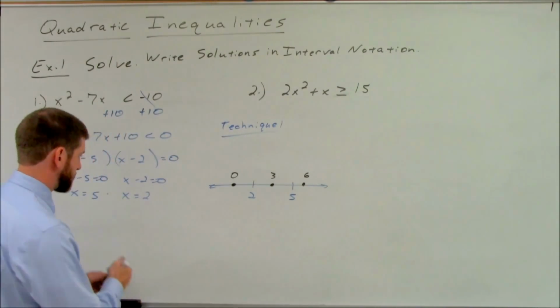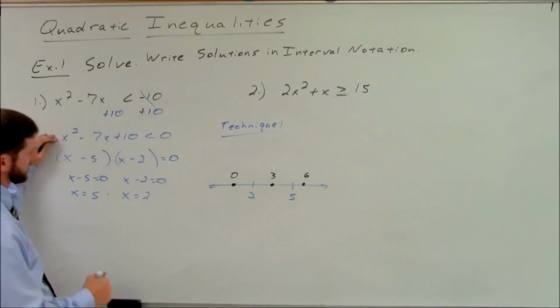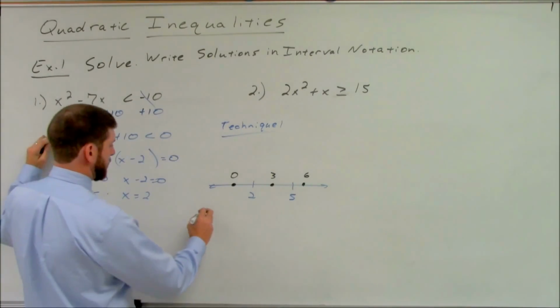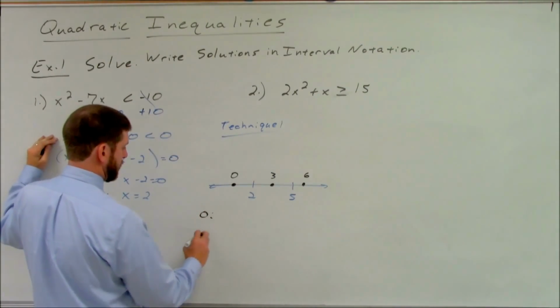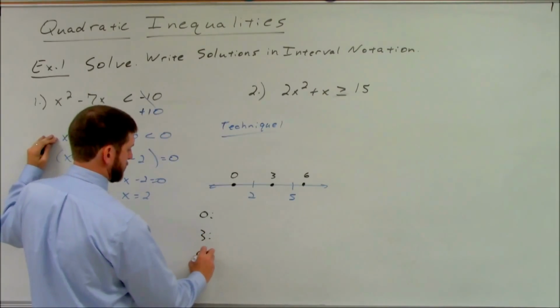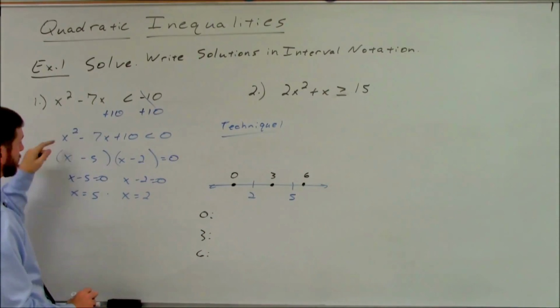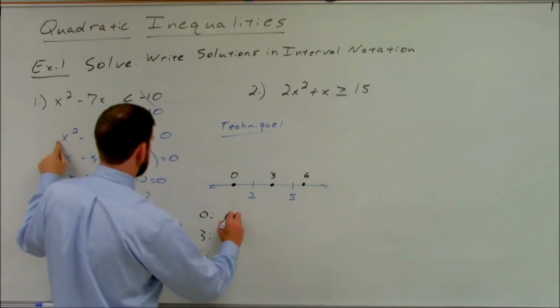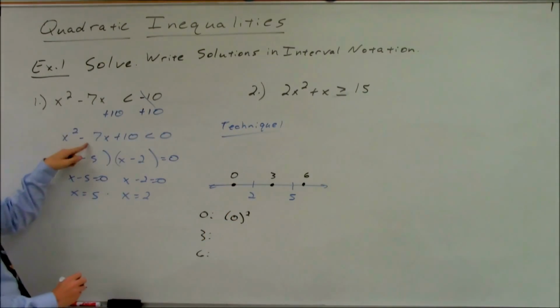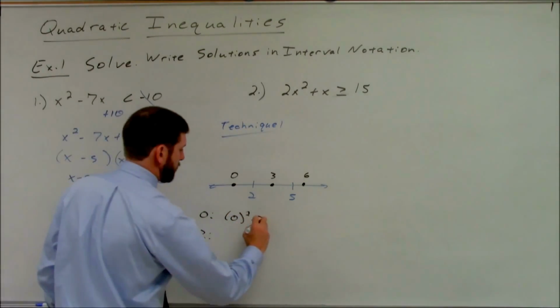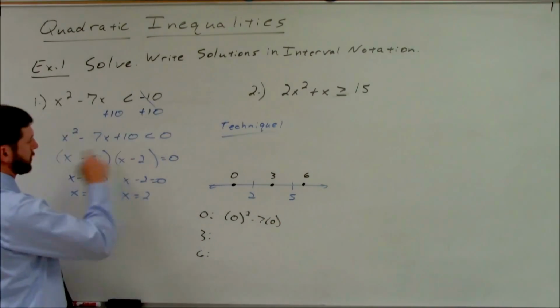So then we test. We go back to this step right here, and I'm going to test the 0, test the 3, test the 6. Plugging in 0: 0 squared minus 7 times 0 plus 10.